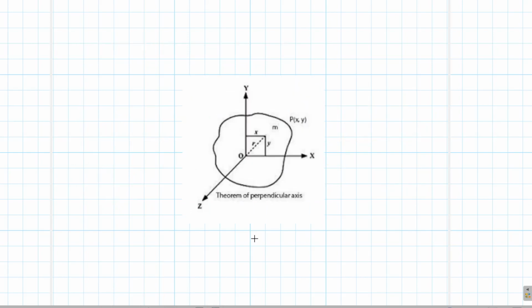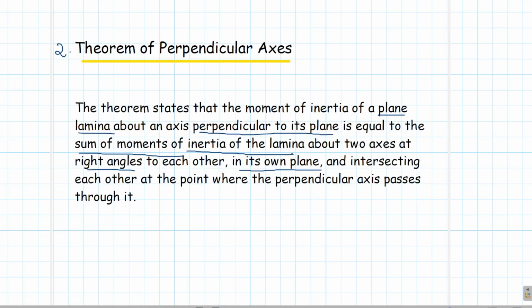So let us visualize this particular theorem. So suppose you have a planar lamina like this. The important point that you have to note is that the theorem of perpendicular axis applies only for planar laminas, plane bodies. And now you want to find the moment of inertia of this body about a perpendicular axis which is perpendicular to its plane and passing through any arbitrary point.